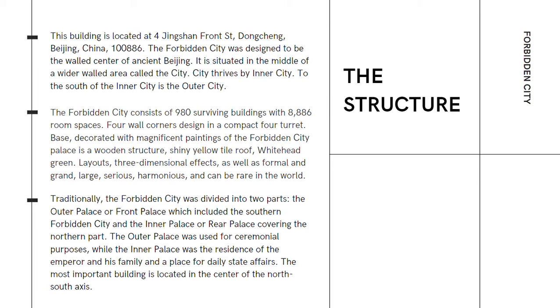Traditionally, the Forbidden City was divided in two parts: the outer palace, or front palace, which includes the southern Forbidden City, and the inner palace, or rear palace, covering the northern part. The outer palace was used for ceremonial purposes, while the inner palace was the residence of the emperor and his family and a place for daily state affairs. The most important buildings are located in the center of the north-south axis.